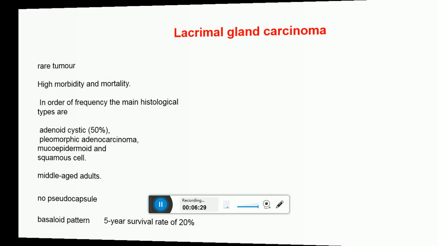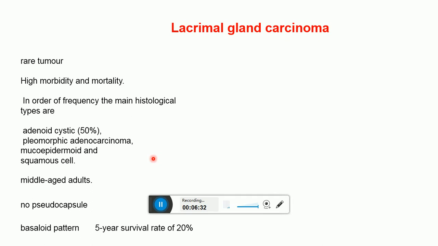Now the lacrimal gland carcinoma. It is a rare tumor. It carries a high morbidity and mortality. In order of frequency, the main histological types are adenoid cystic, 50%, then pleomorphic adenocarcinoma, then mucoepidermoid, then squamous cell carcinoma. The peak incidence is in middle-aged adults. There is no pseudocapsule, and the basaloid pattern has a 5-year survival rate of 20%.